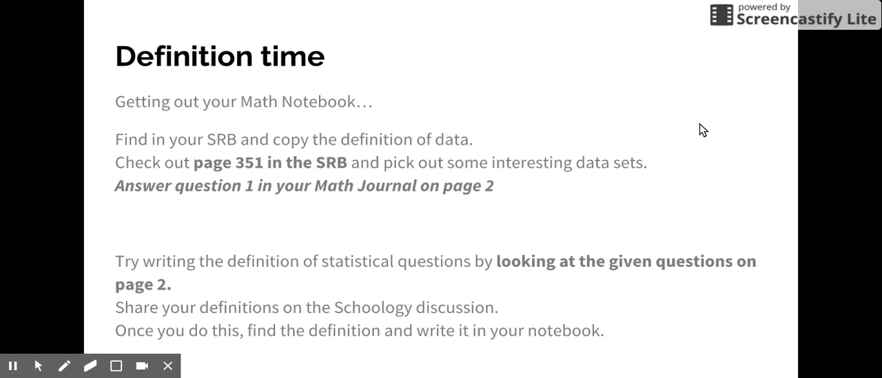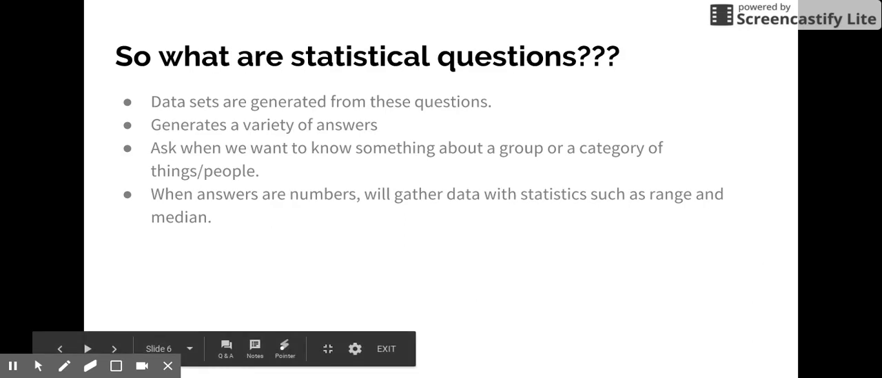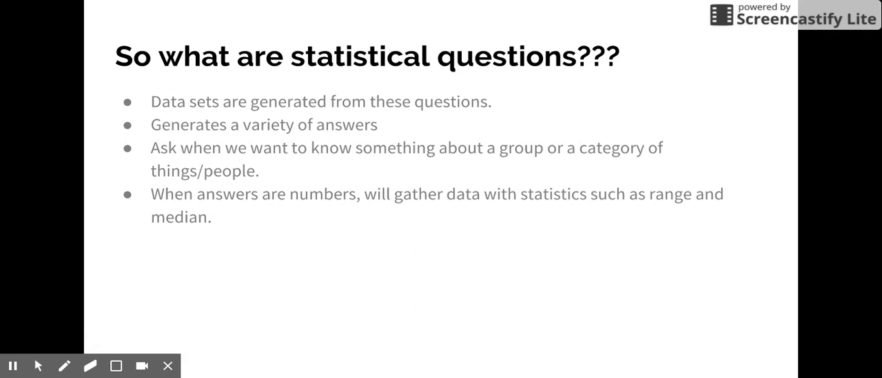All right, so here we are, the meat and bones of our lesson. What are statistical questions? Basically, statistical questions are going to generate a variety of answers. Their data sets are generated from these questions. So any kind of graph or just any kind of data set, that's going to come from someone who has asked some kind of statistical question.